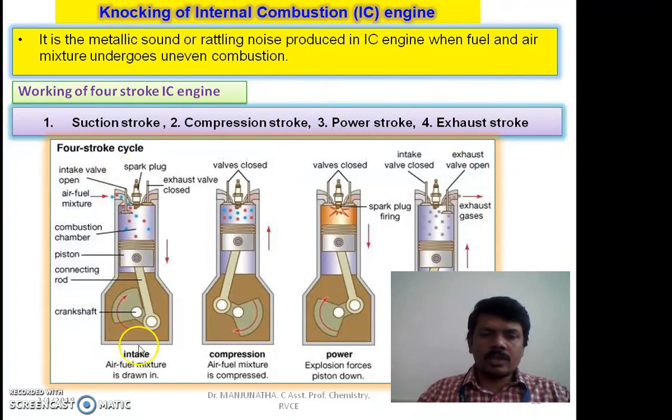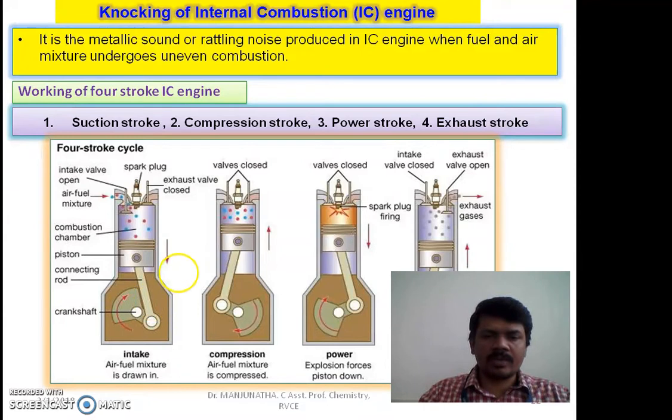In the first stroke, the inlet valve is kept open for the fuel and air mixture, and the exhaust valve is closed. This is the exhaust valve, this is the inlet valve, and this is the spark plug, which produces the spark. This is the cylinder where you fill the fuel and air mixture, and this is the piston, which goes up and down during different strokes. It is connected to this crankshaft. When the piston moves up and down, the crankshaft starts rotating, and then the wheels of the vehicle start moving.